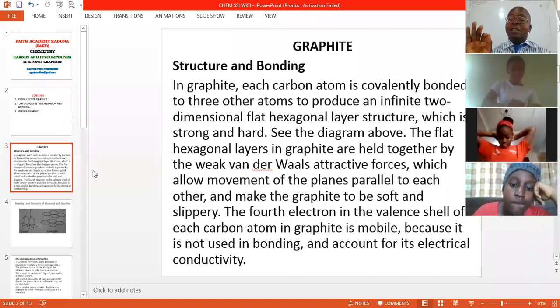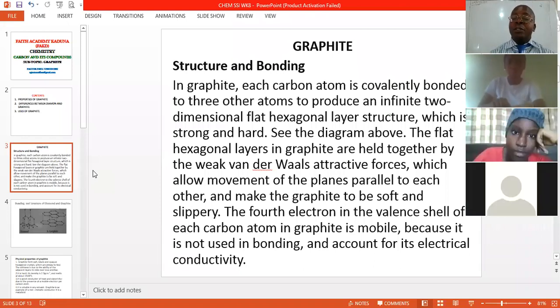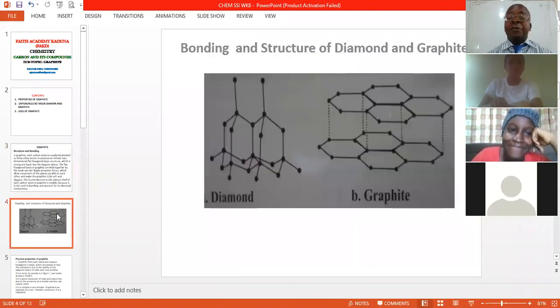And also you need to know that graphite is a good conductor of electricity. This is because there are some electrons in the graphite structure that are not used in bonding. They move freely about, and as a result of those mobile free electrons, graphite is a good conductor of electricity. You can see the structure of graphite on your right. The one on the left is the structure of diamond. This is the octahedral shape of diamond, and this is the hexagonal shape of graphite. Can you see it? Yes, sir. Okay.